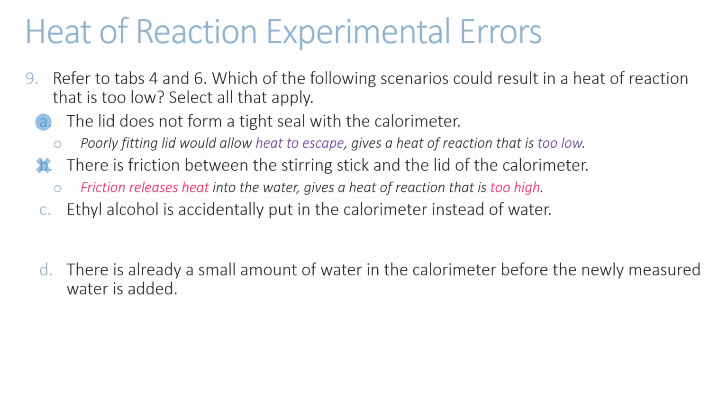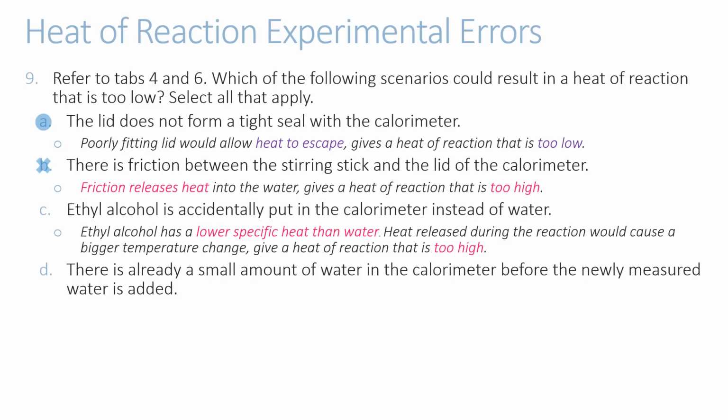Next one, ethyl alcohol is accidentally put into the calorimeter instead of water. So ethyl alcohol has a lower specific heat than water. It's about half the specific heat of water. So what this means is that as the reaction occurs, the heat that is released would cause a bigger temperature change. So this would give us, once again, a heat of reaction that is too high. So choice C will not work.